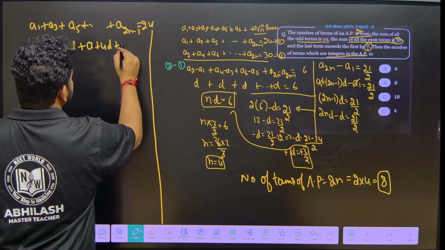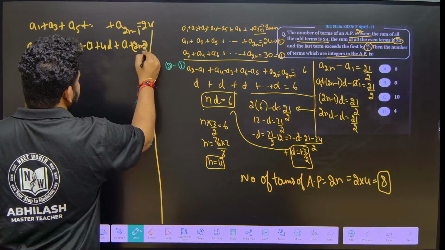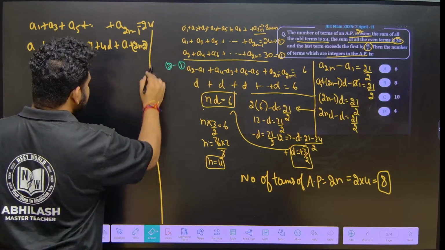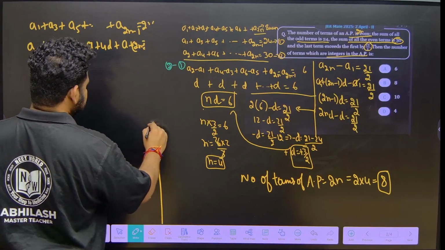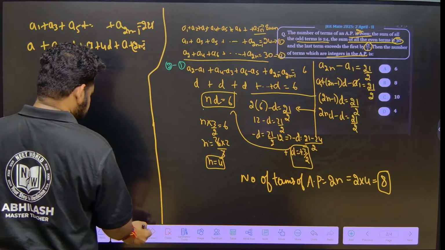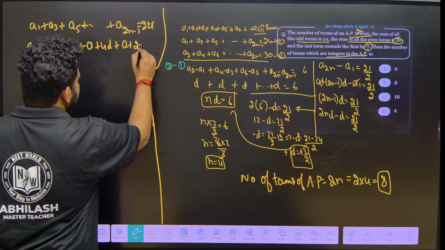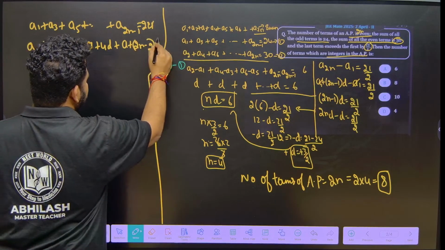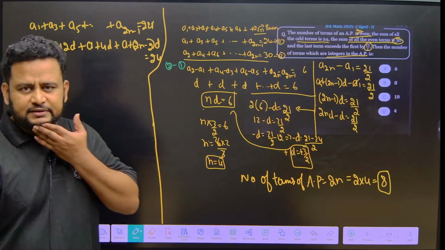So this will become A plus 2n minus 2 times D, and the sum is equal to 24, friends. This is what we have.